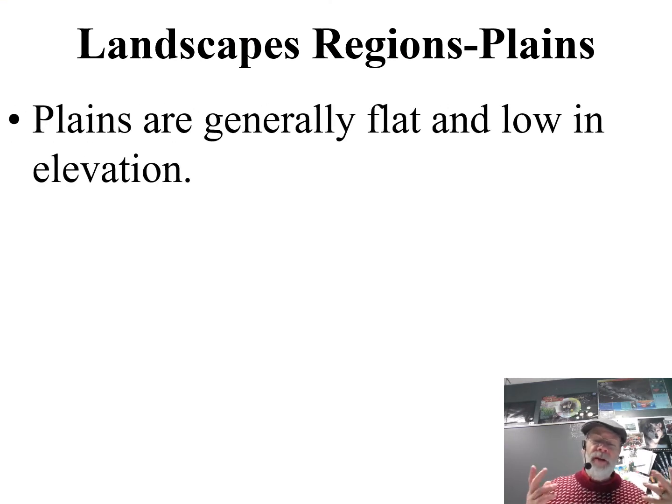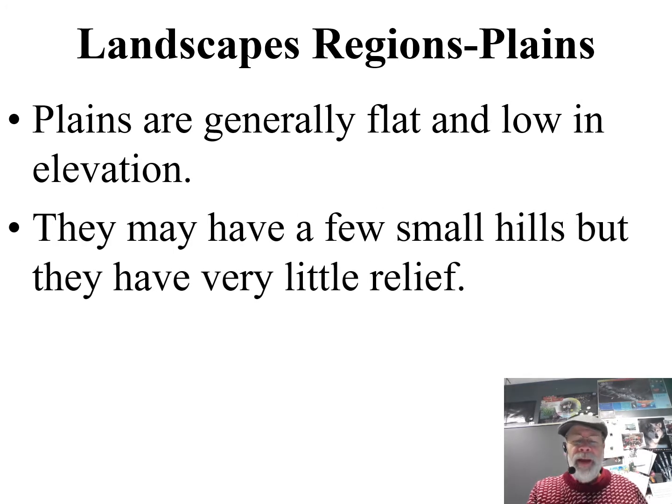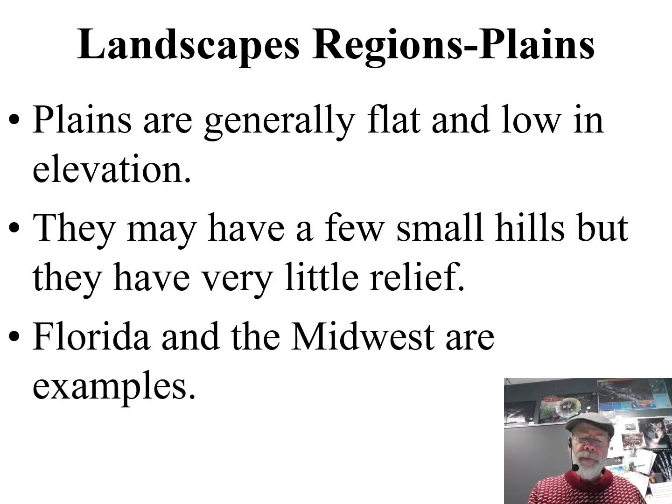So plains, generally flat and low in elevation. Think like Kansas. They have few small hills, but very little relief, very little difference between the high and the low. Florida, the Midwest would be good examples. In Florida, what's the highest point you could see? A tree, a big tree, a couple hundred feet away. That's it. Or if you're at Walt Disney, one of their pretend mountains. That's it in Florida. Maybe a garbage dump.